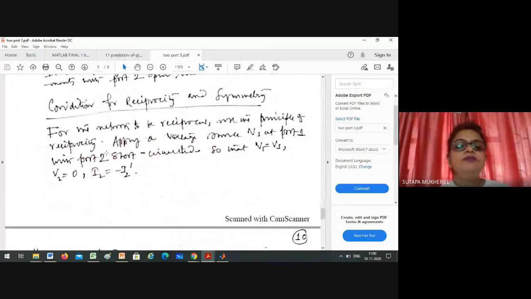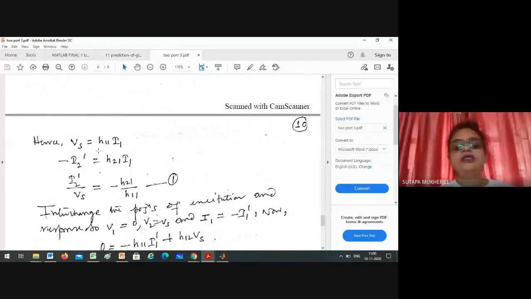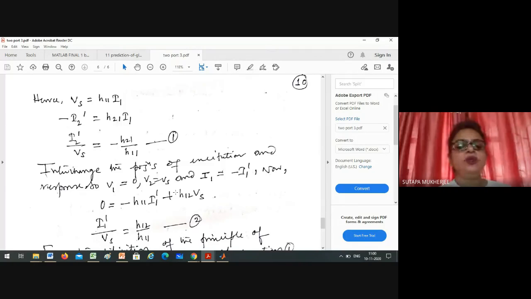So for the network to be reciprocal, use the principle of reciprocity: apply a voltage source Vs at port 1 with port 2 short circuited. Then the potential will be 0, V2 will be 0 and V1 equal to Vs, and I2 equal to minus I2 dash. Hence Vs equal to H11 I1 minus I2 dash, that is equal to H21 I1. Then the ratio I2 dash by Vs will be equal to minus H21 by H11. This is one equation.